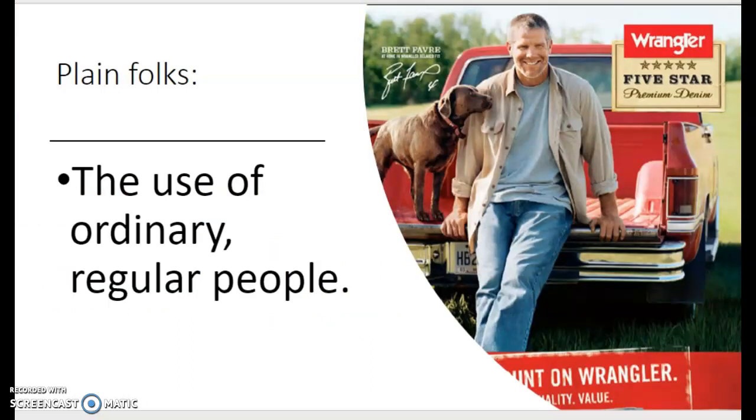Another one is plain folks, and this is when they're using ordinary people like us to support a product to sell it. Because ordinary people use it, we would probably want to use it too. So we have just an ordinary guy. He's wearing jeans, which are Wranglers, and he's saying they're a premium denim. So he's just supporting the company. However, he's just a regular, ordinary person with a regular dog.